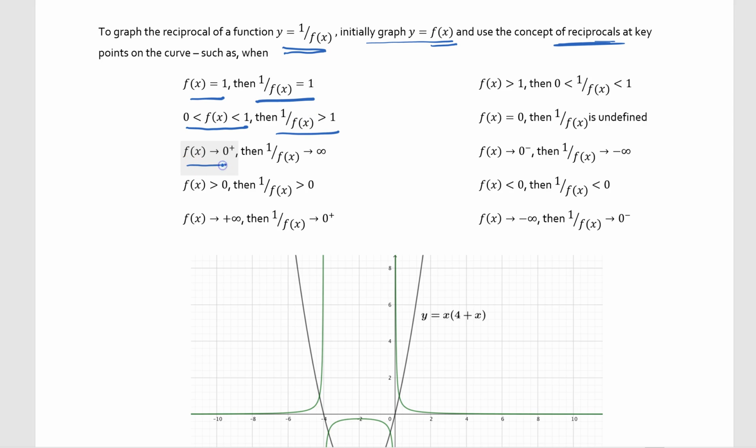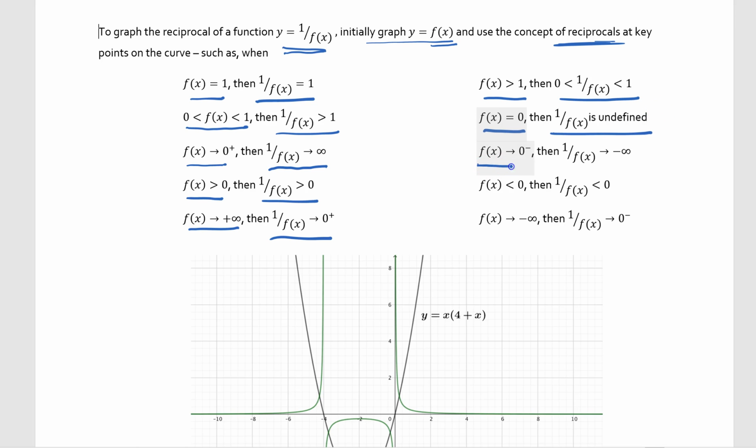As we tend towards 0, from the positive side with the y value, then 1 on the function tends toward infinity. Because we're dividing by an ever smaller number, it's a positive number, so we'll get an ever bigger number. Where the function is positive, then 1 on the function is positive. Where the function tends towards infinity, then 1 on it will tend towards 0. Where the function is greater than 1, then it will now be less than 1 when we take the inverse. Where the function equals 0, then 1 on the function is undefined, as we've seen. That won't be a possibility.